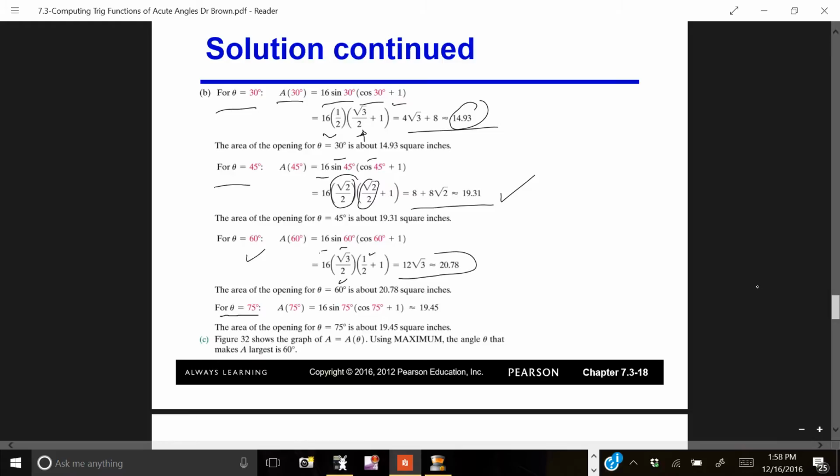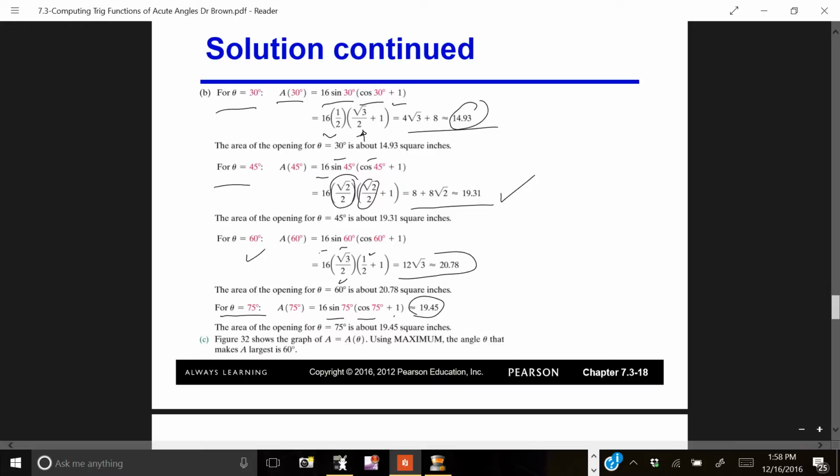For theta equals 75 degrees, putting sine of 75 degrees in your calculator and cosine of 75 degrees in your calculator and adding it all up, you get 19.45.